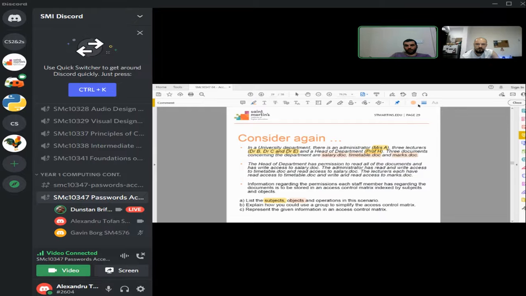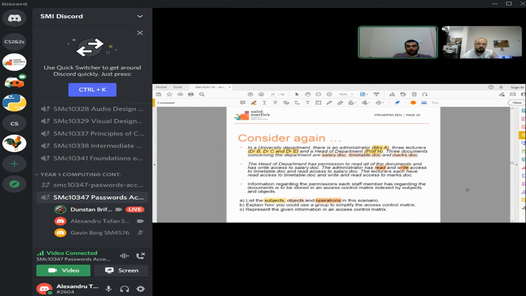And then ultimately we've also got the operations. In this case we're talking about the read and the write access. So those would be the two operations that we are mentioning over here. So that is the first part. Even if you're not asked for it directly through a question, it is always the first thing that we start off with: identifying the subjects, the objects, and the permissions or operations.